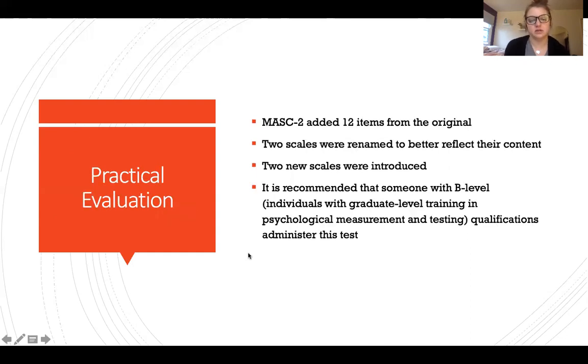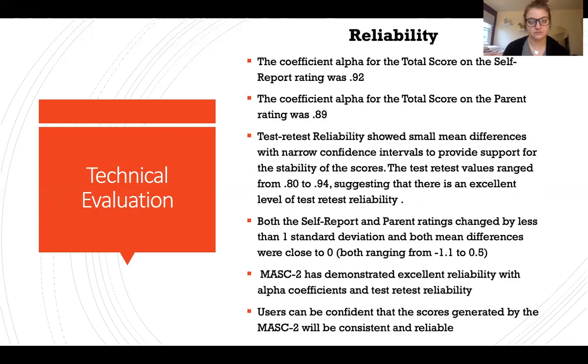Practical evaluation. MASC-2 added 12 items from the original MASC. 2 scales were renamed to better reflect their content. 2 new skills were introduced, and it is recommended that someone with B-level qualifications administer the test. B-level qualifications are individuals who have graduate-level training in psychological measurement and testing.